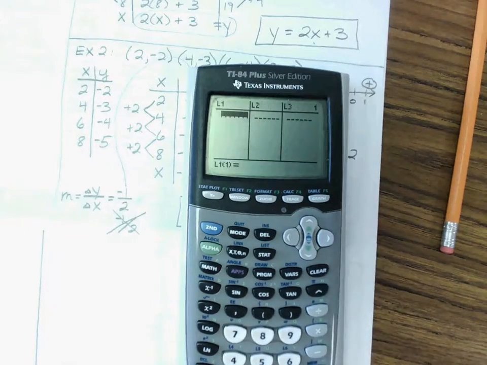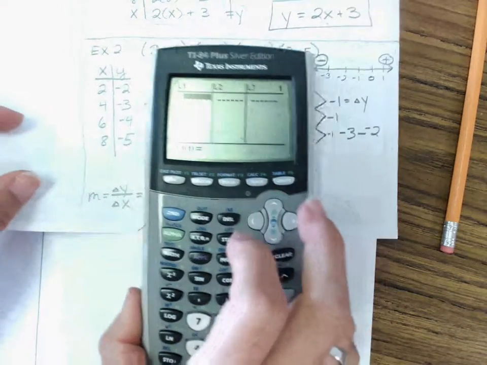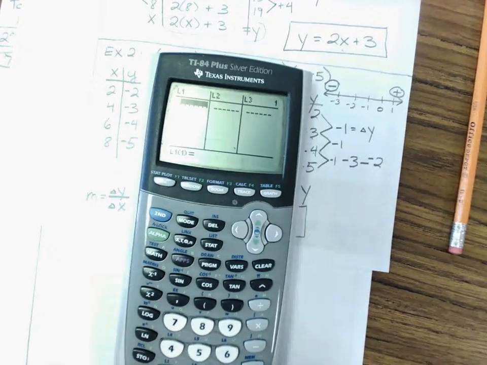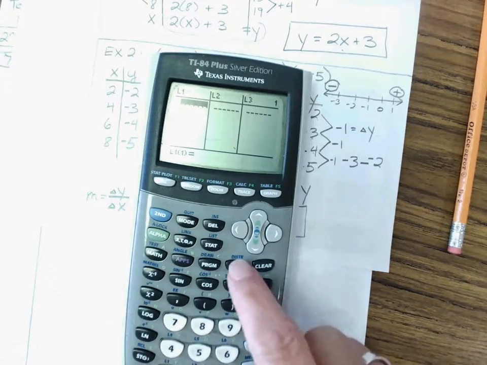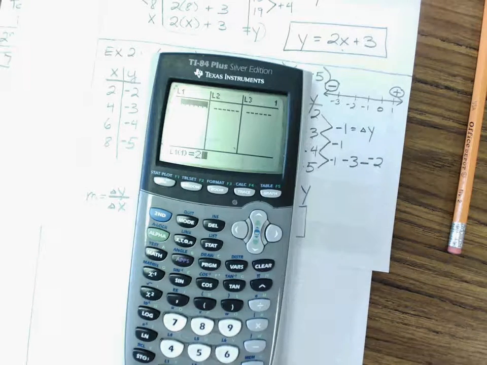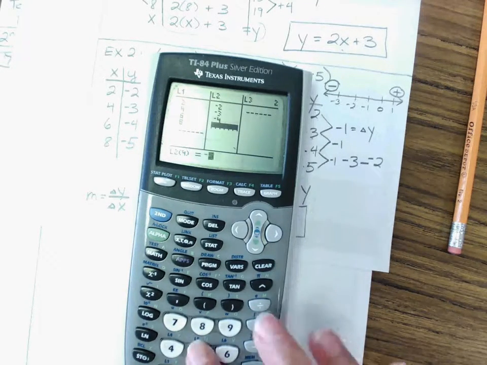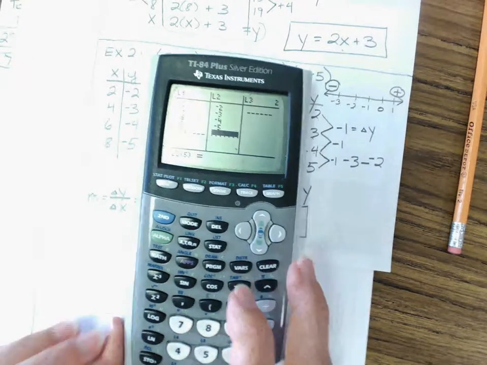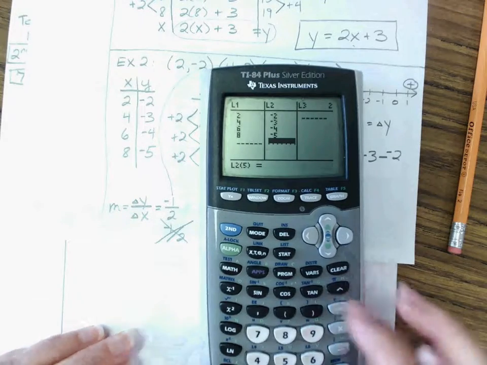So go to stat edit, clear all your lists out, and then let's go and follow the steps that you wrote down. Go ahead and see if you can follow them, and I'm going to do them with you. So we'll go stat. I'm going to add my data in here. So here's 2, 4, 6, 8. This is example 2 that we did in the notes. And -2, remember to hit the negative and not the minus. -3, -4, -5.